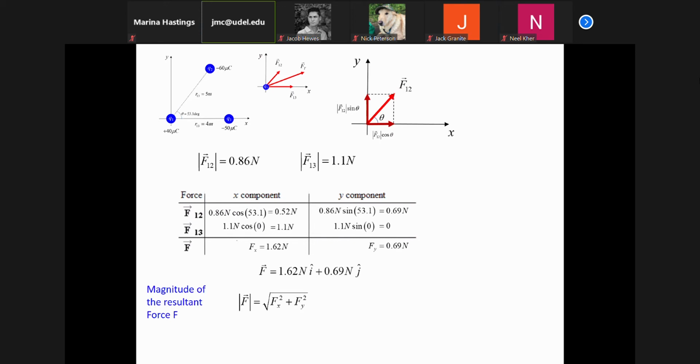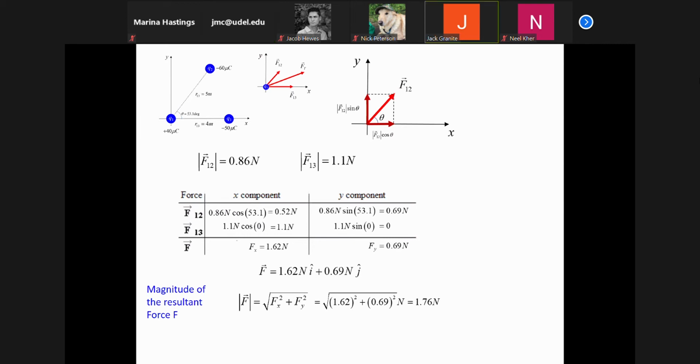So the magnitude is just the sum of the squares of each component, and take the square root of that. So we can substitute in values now, and it turns out the length of that vector is 1.76 newtons.